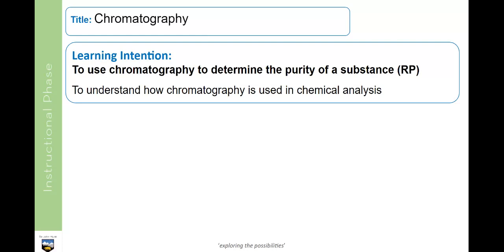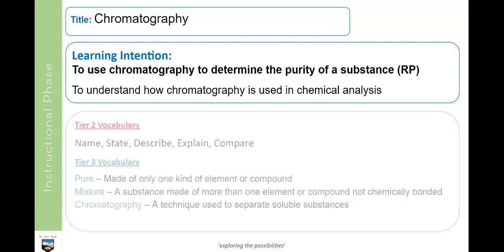Now in brackets it says RP because it's a required practical. You need to be able to describe how to carry that practical out. You need to be able to describe the method for it, the health and safety aspects, the equipment needed. Now obviously that would be ideal if we were in a lab and we could do that. However, we are going to have to do our best learning virtually through a screen with that one. So I've included another learning intention, which is to understand how chromatography is used in chemical analysis.